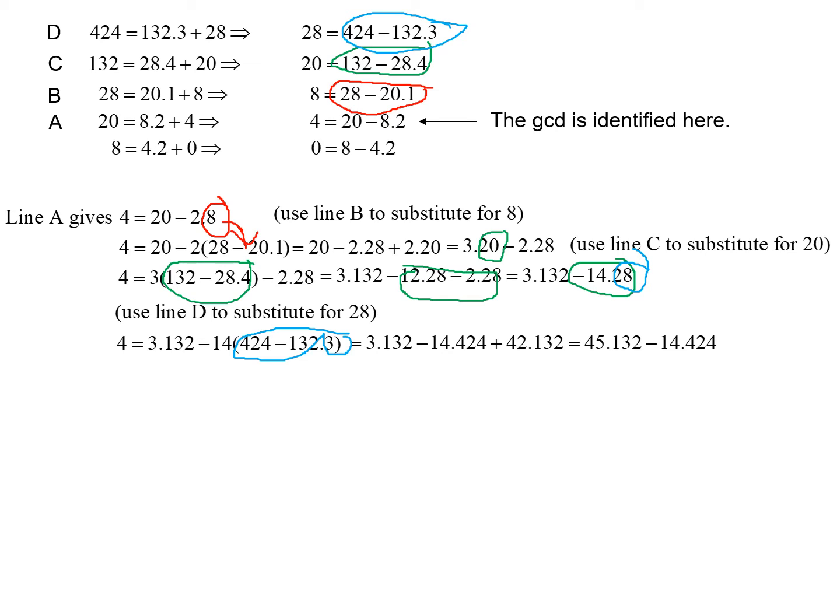And we substitute it here. We collect the 132 terms together and the multiples of 424 together, right? And we actually get 45 times 132 minus 14 times 424. And if you realize, this fulfills the question, because the question said we are looking for a multiple of 132 and also a multiple of 424. So comparatively, 4 is obviously the greatest common divisor, right? We started off with the 4 here, right? Okay.